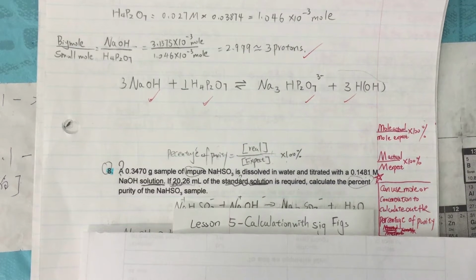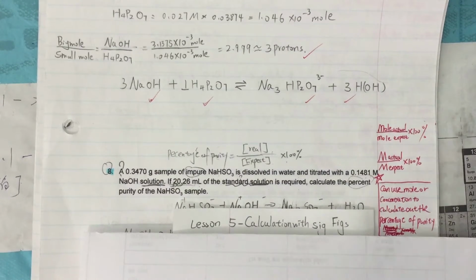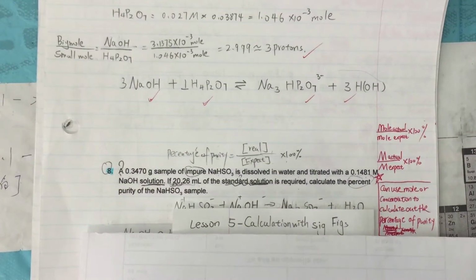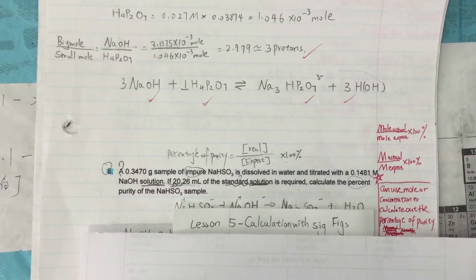Today we're going to go over two questions. The first one involves acid-base titrations, and the type we're going to do is percentage of purity. The second one involves using a RICE table. The one I chose is from the mid-year exam. Both questions involve using sig figs, so that is very important. Let's read the question first.